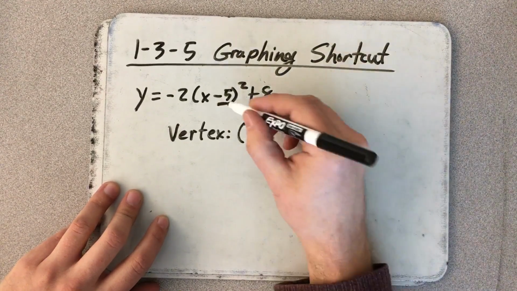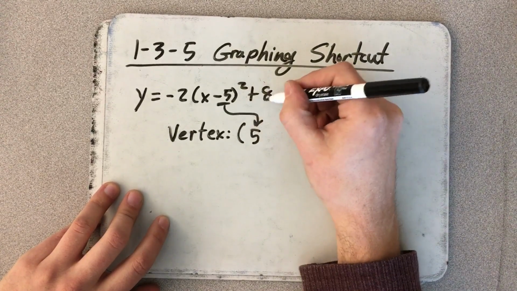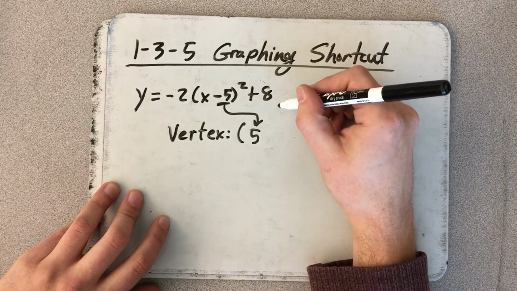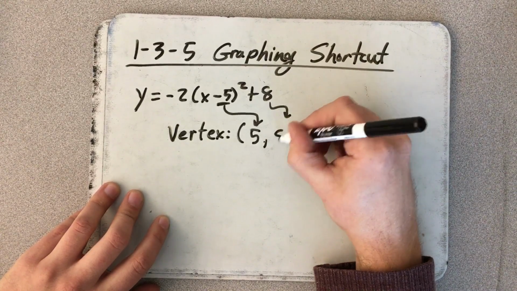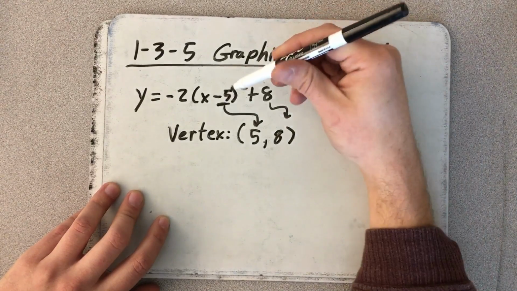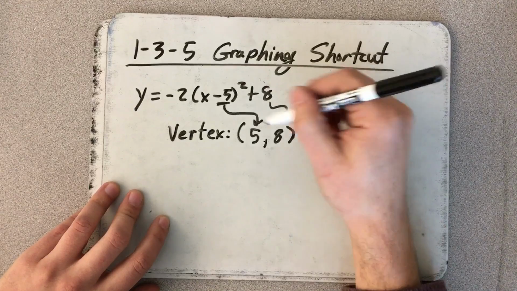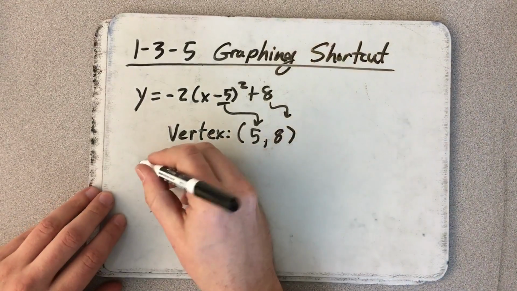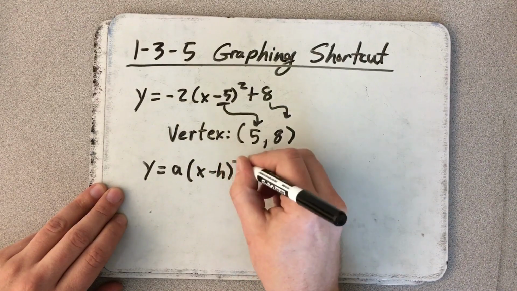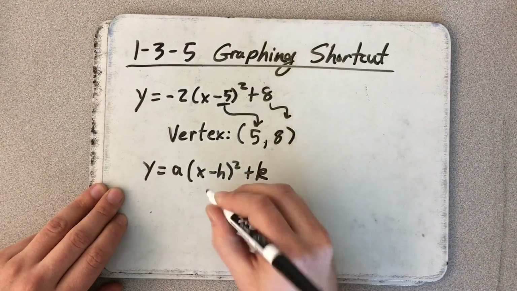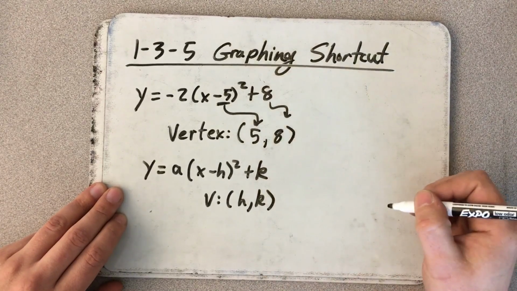The number near x gives us the x-coordinate. We just have to switch the sign. The number hanging out by itself gives us the y-coordinate. This time, though, we don't switch the sign. And that comes from the formula that I'm sure you've seen before, x minus h squared plus k, where our vertex is h, k. That's vertex form.